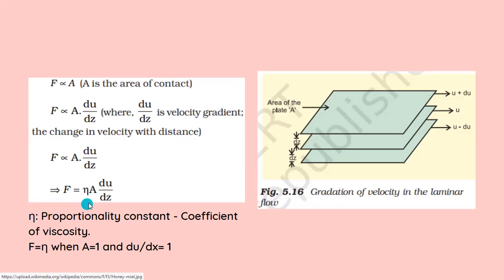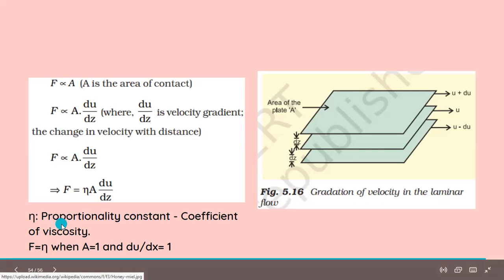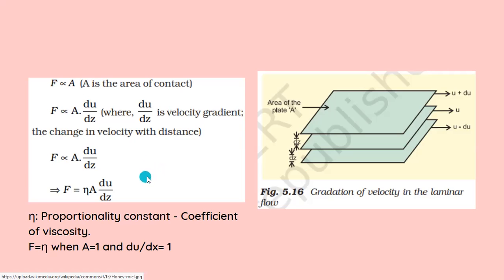And we are adding this particular constant called eta, which is the proportionality constant, and it's called the coefficient of viscosity. Force is going to be equal to eta when A, that is the area, is 1, and the value of du by dz is also 1. So this viscosity coefficient is defined as the force of friction required to maintain unit velocity gradient between two parallel layers of unit area of contact. It's a proportionality constant which we denote as eta.